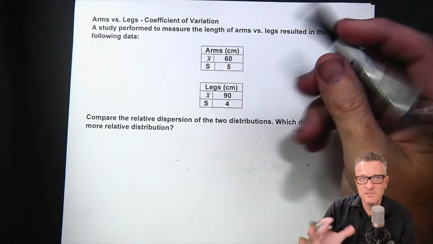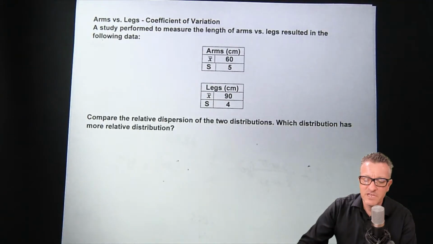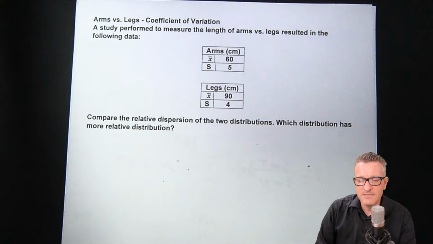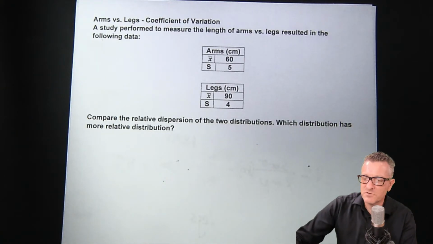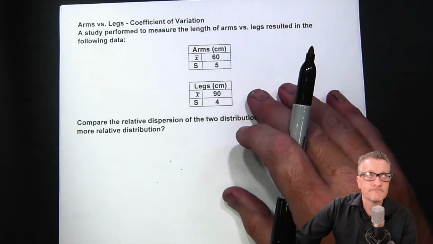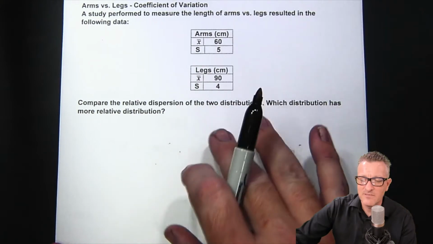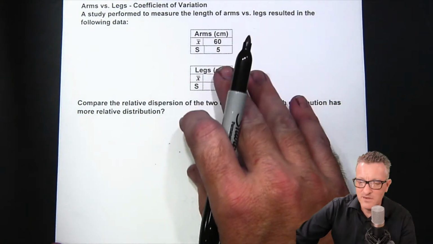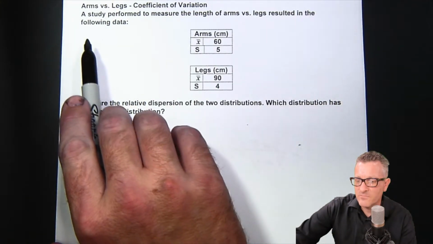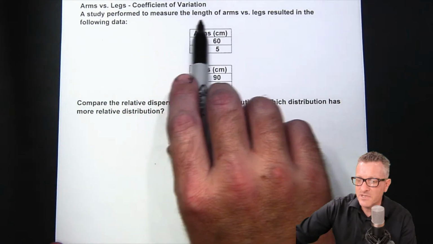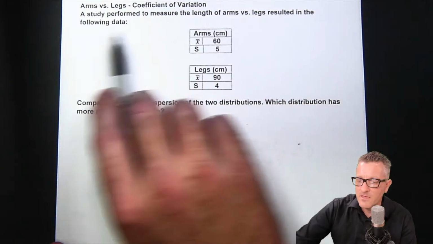I'm talking about the coefficient of variation versus the z-score calculation because people get them confused. So just remember those points that I mentioned. I have no idea if this data is even close; I made it up. It says a study performed to measure the length of arms versus legs resulted in the following data. Okay, arms.